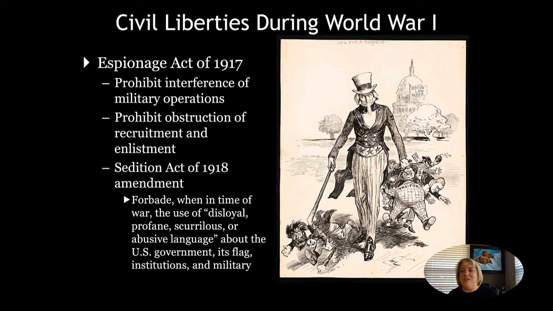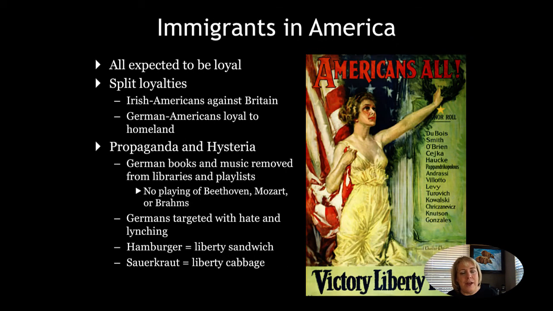Now you might be sitting there saying, hey, hold on. What about our freedom of speech? Well, in an upcoming Supreme Court case, the Supreme Court is going to say that the United States had that authority to do that to protect national interest. Remember, we were a country of immigrants at this time, and though all Americans are expected to be loyal to our cause, we were still split.